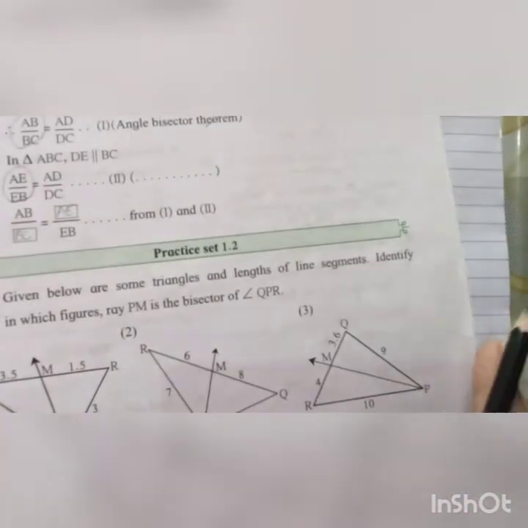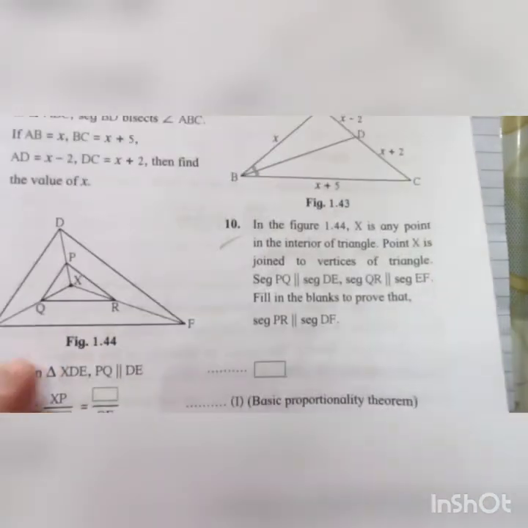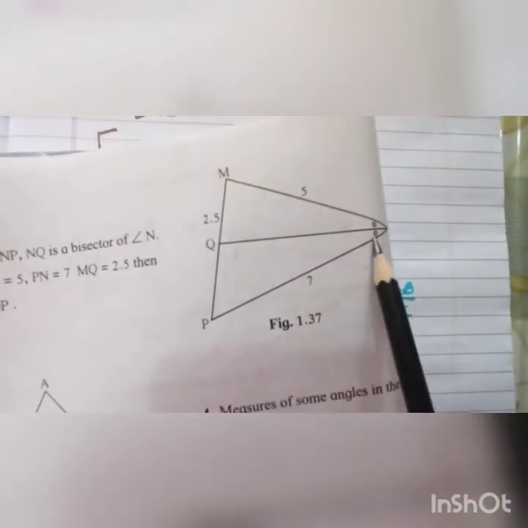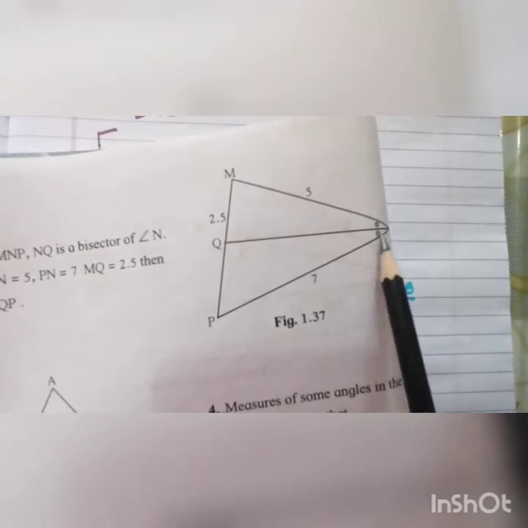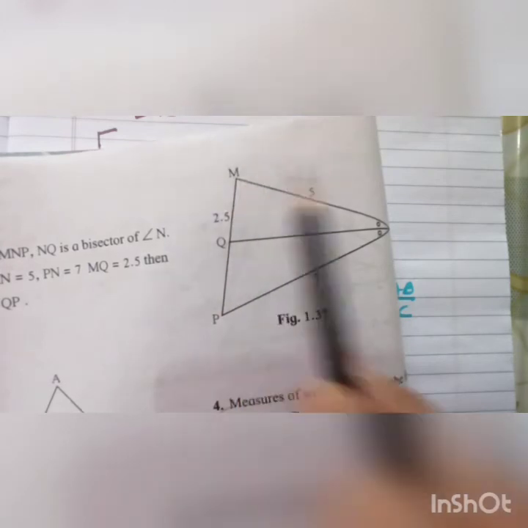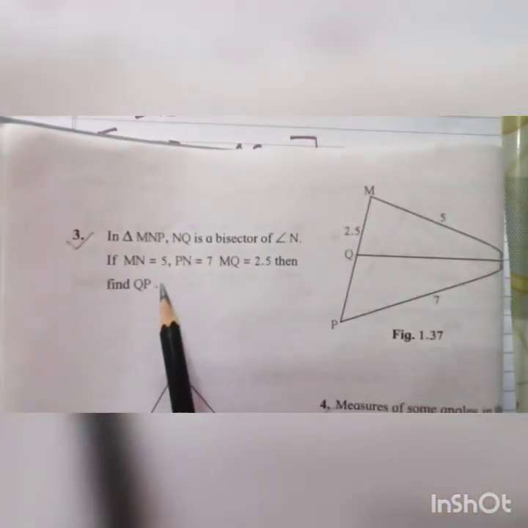Now homework is the questions based on angle bisector. That is page number 14. Example 3 is your homework. See, this is the angle bisector. So MQ upon QP is equal to MN upon PN. Write down the ratio, substitute the value, and you get the answer.